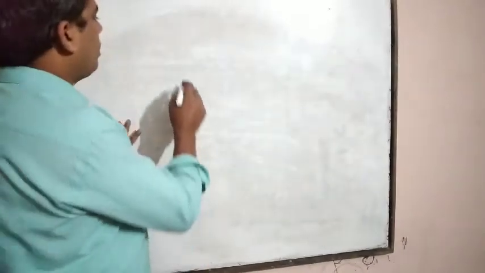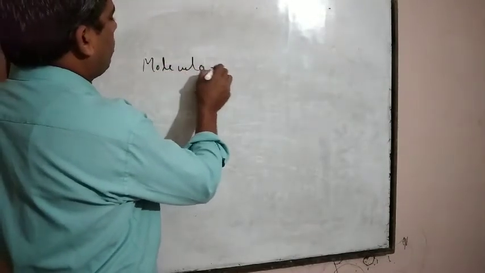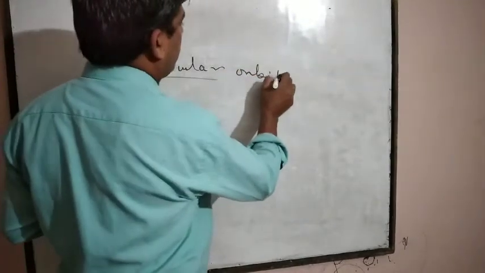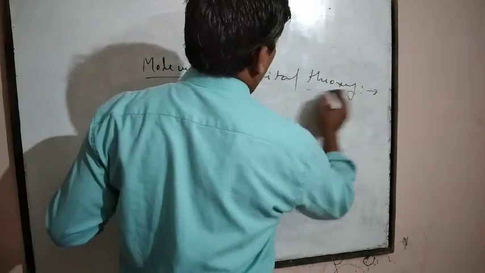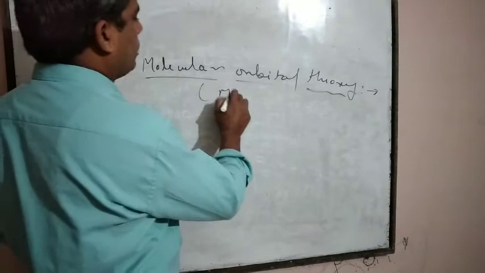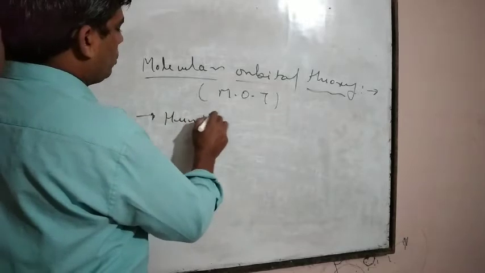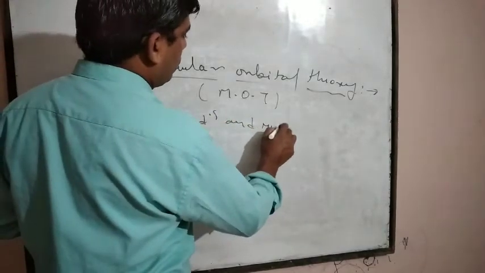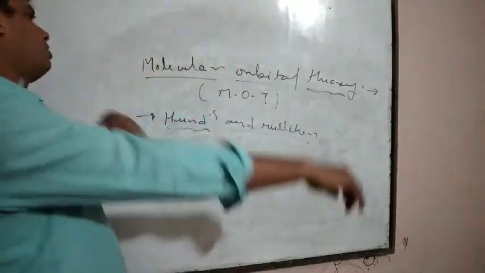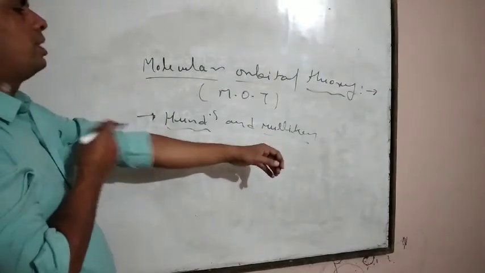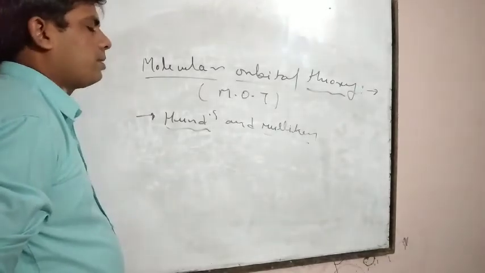Now we will discuss the molecular orbital theory. Molecular orbital theory is known as MOT, which was proposed by Hund and Mulliken, names of scientists.